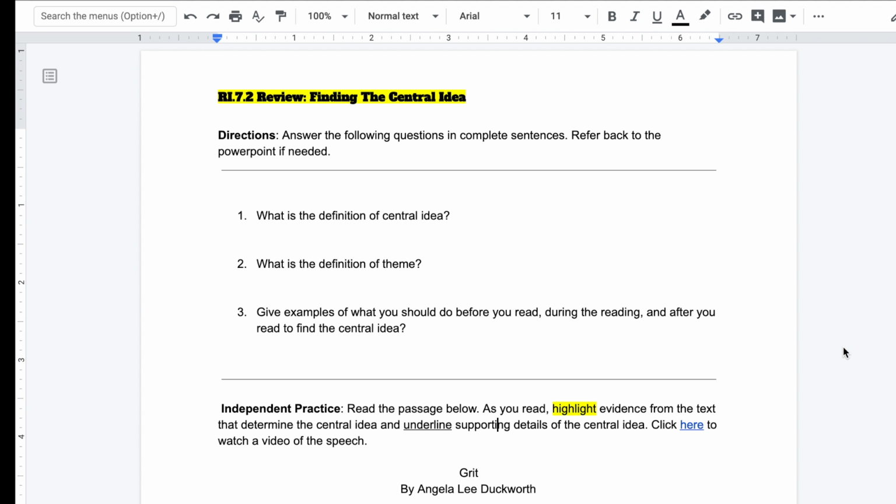Be sure to read the directions and the questions for this worksheet very carefully. This first part is asking you to answer the following questions in complete sentences and refer back to the PowerPoint if you need. These are questions that I think you could and should be able to answer without a reference, but there is no shame in referring back to the PowerPoint.